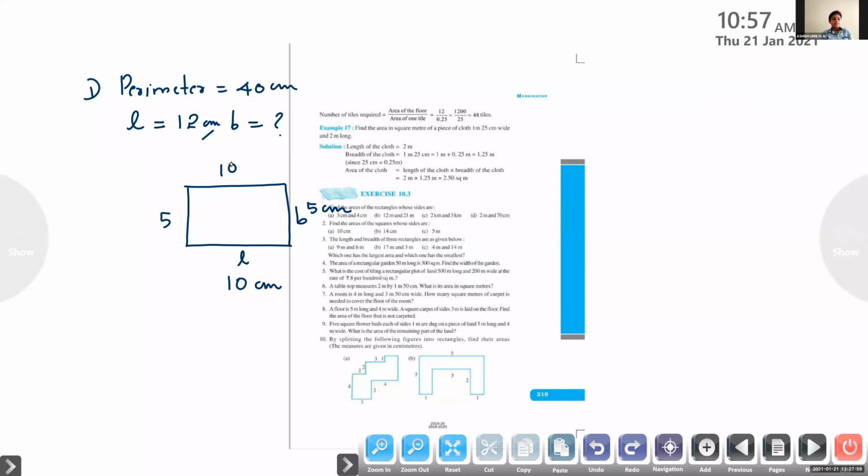Okay. So when you find the perimeter, we will do like this. 10 plus 5 plus 10 plus 5, right? So 2 times 10 plus 5. Ma'am, we have to write. Okay, children. 2 times 10 plus 5. That means when you add 10 and 5 and multiply by 2, you will get the perimeter. Isn't it?